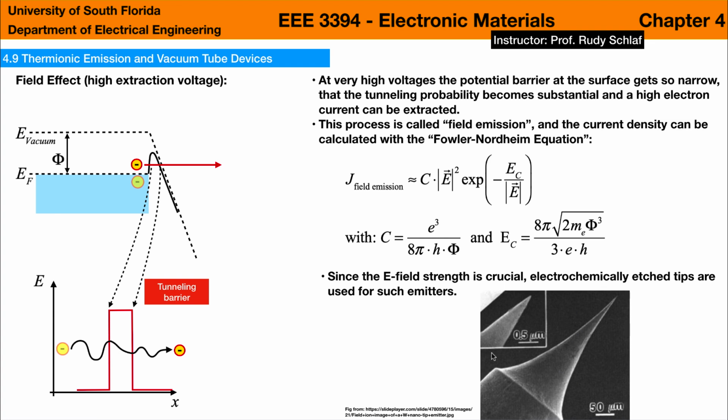Since we need such a large field to get this tunneling effect in the field emission process, the cathodes need to be very pointed to increase the field strength. And here you see a scanning electron microscopy image of such a tip. These tips are typically made by chemical etching, and one can make them as sharp as just having a single atom here at the end.